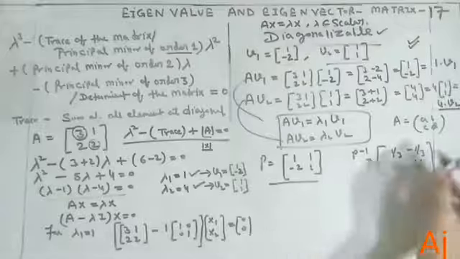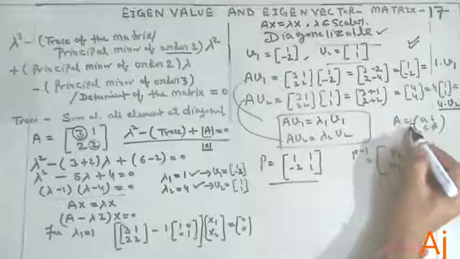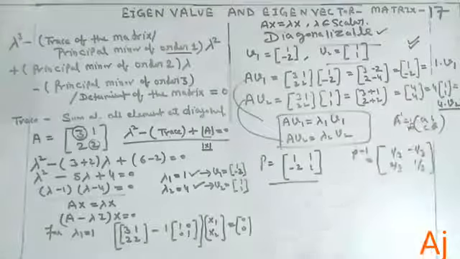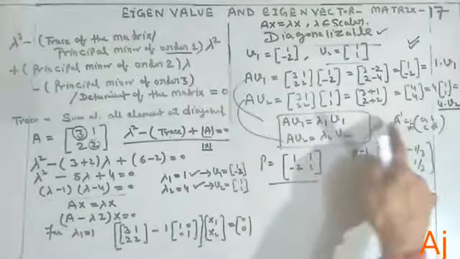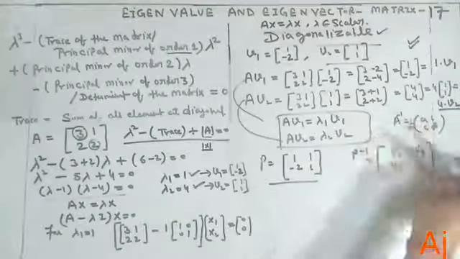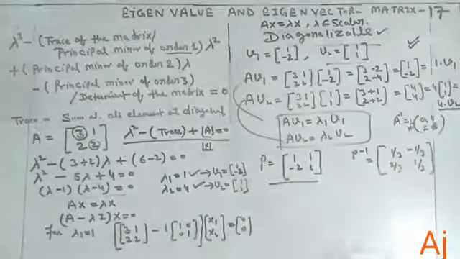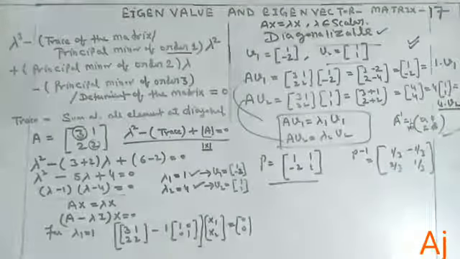So P inverse is equal to 1 upon the determinant, as in the A inverse formula. If you have A is equal to A, B, C, D, then A inverse is equal to 1 upon the determinant of A into the replaced matrix: A will come here, D will come here, and both will be negative. This is the way to find the inverse of the matrix.